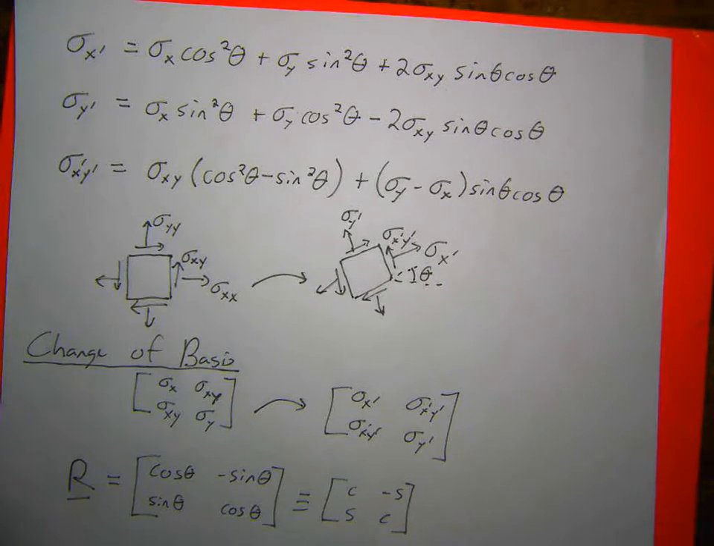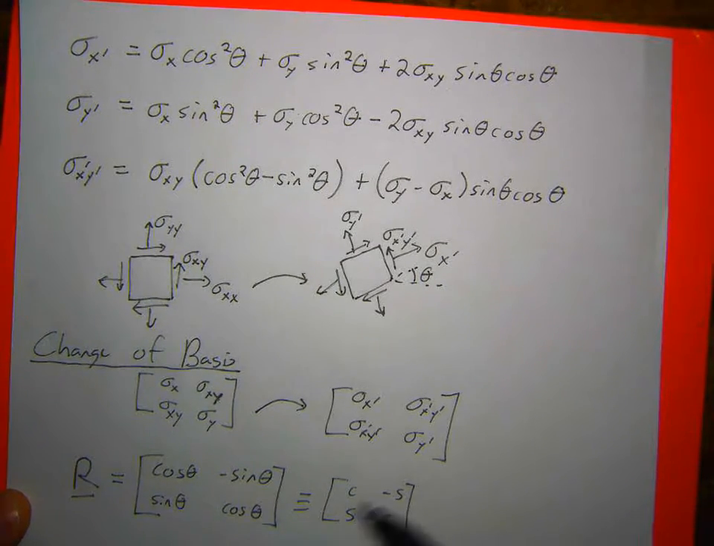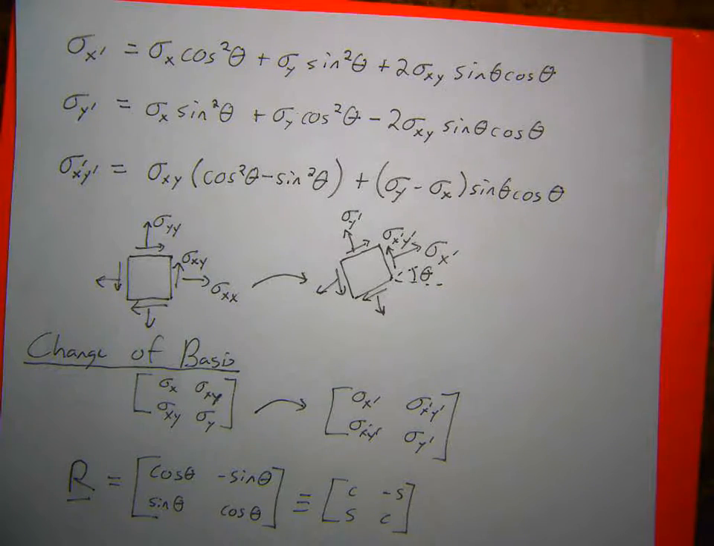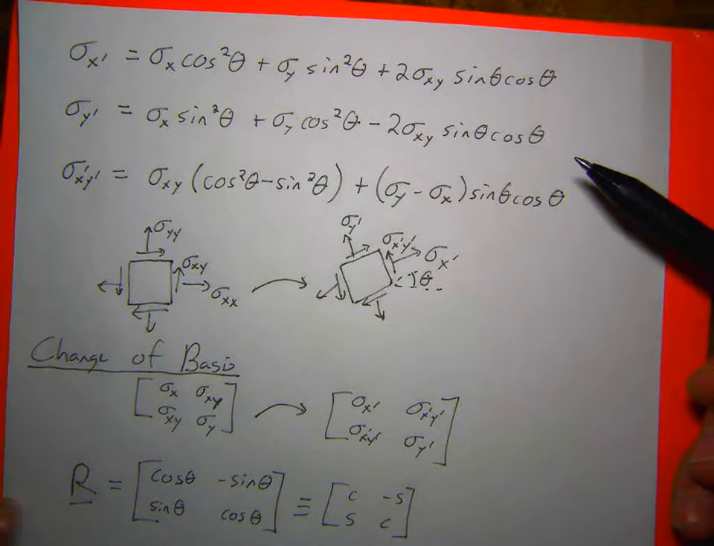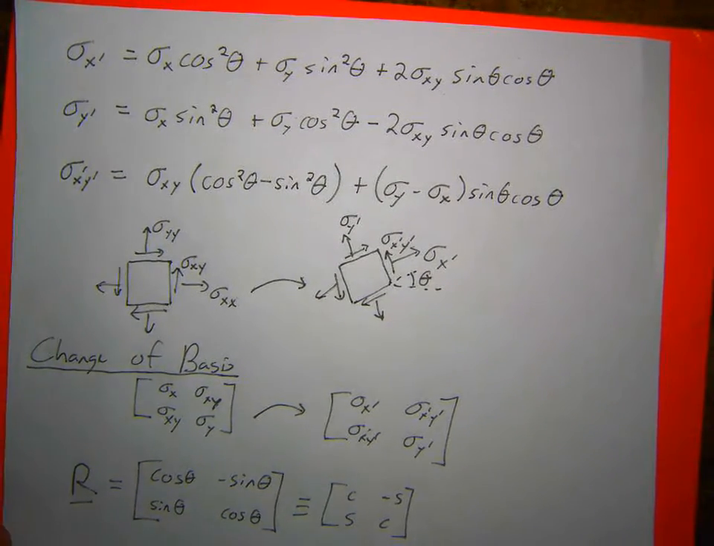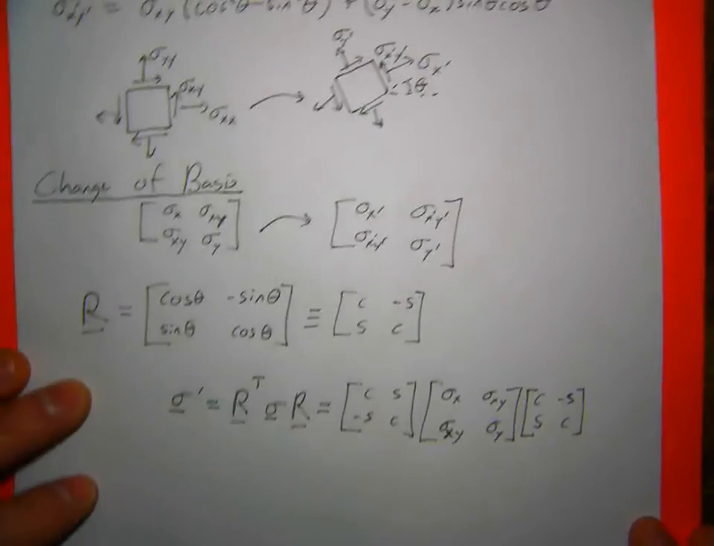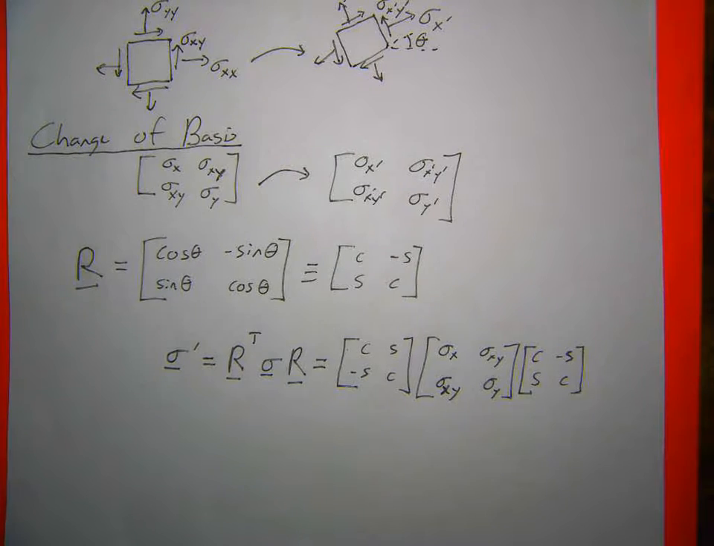So this is a big part of the reason why we look at stresses in matrix form or in tensor form, so that we can do these sort of mathematical operations on them. And it's kind of an easier way to represent stresses. Cool.